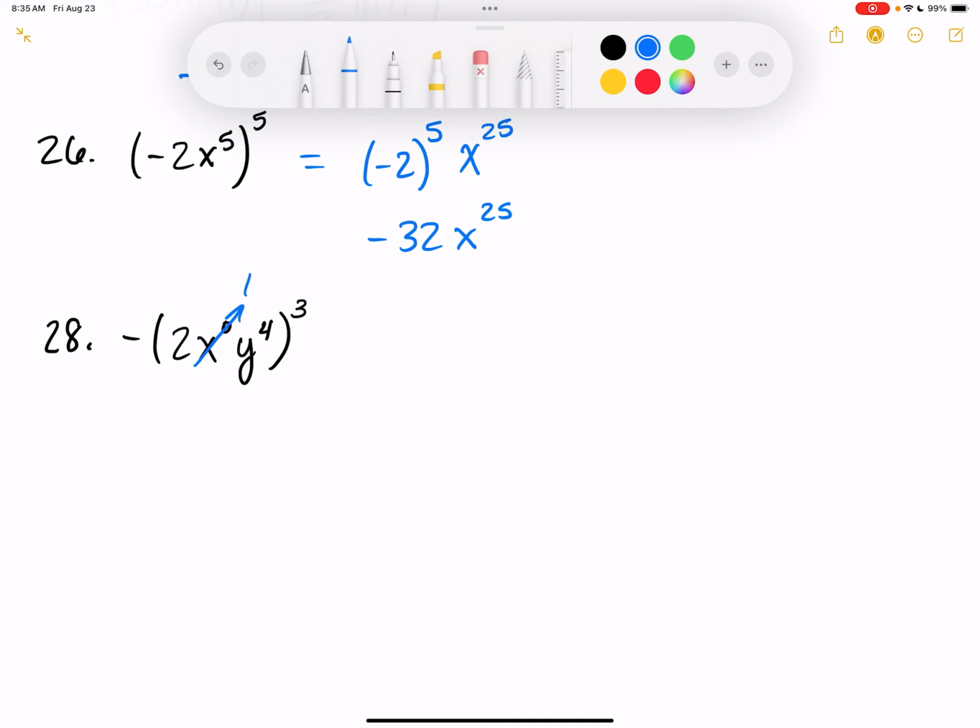So now what is the 3 outside doing? Cubing everything inside the parentheses. So what does that give me when you do that? 8y to the 12th. And that's as far as what's inside. We can't forget the negative out front, so make sure we throw that negative on there as well. Make that obnoxiously large. There we go. This is so blurry.